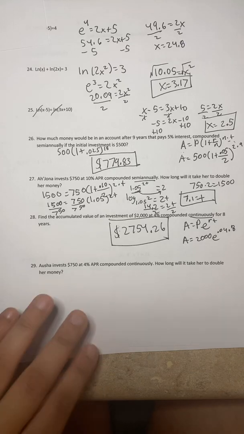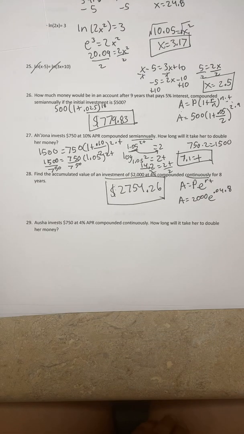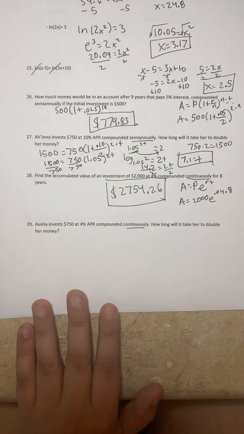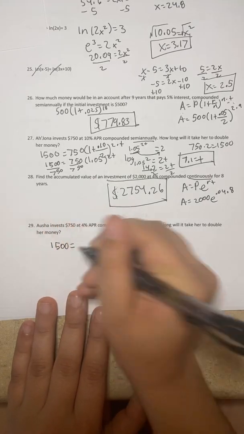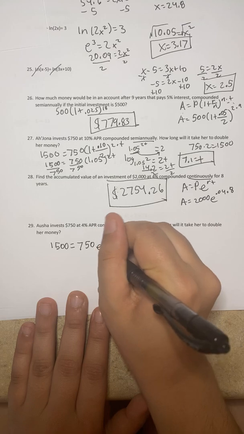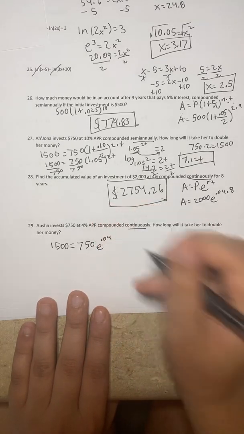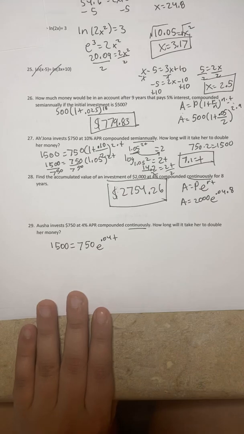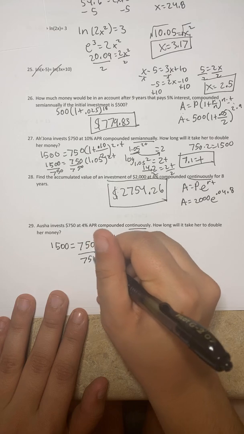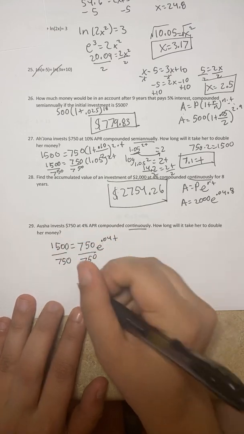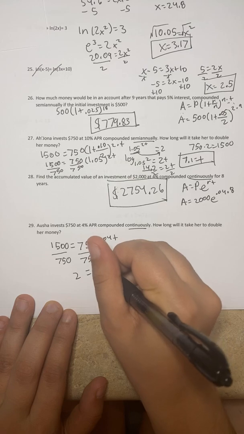Okay? And so then my last problem is Aja invests $750 at 4% APR compounded continuously. How long will it take her to double her money? So again, we're looking for time, but this time we're using the continuously problem. Okay? And again, we want to double her money, so that means we have $1,500 is equal to 750 times e to the 0.04, because that's my rate, times our time. Okay? So we go straight into solving because there's nothing to simplify or combine, so we'll divide by 750. So that gives me 2 equals e to the 0.04t.